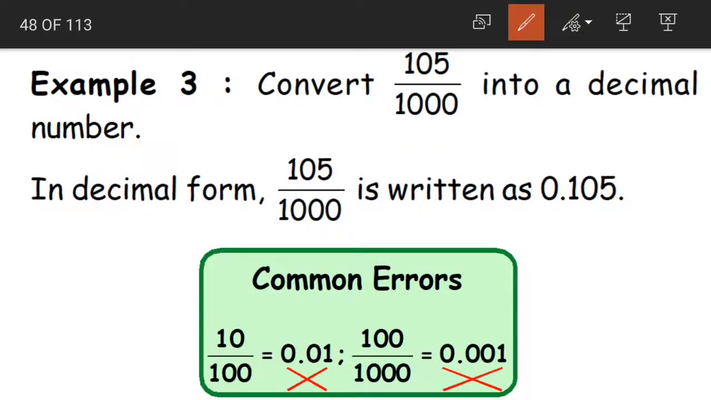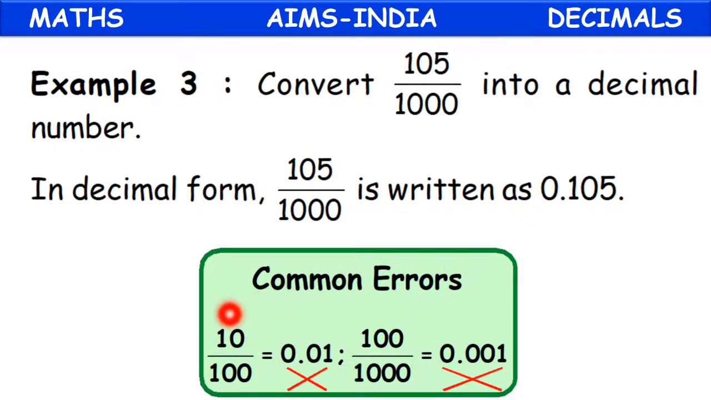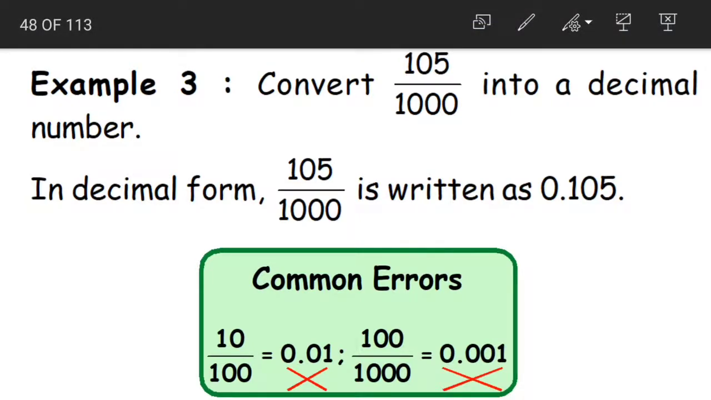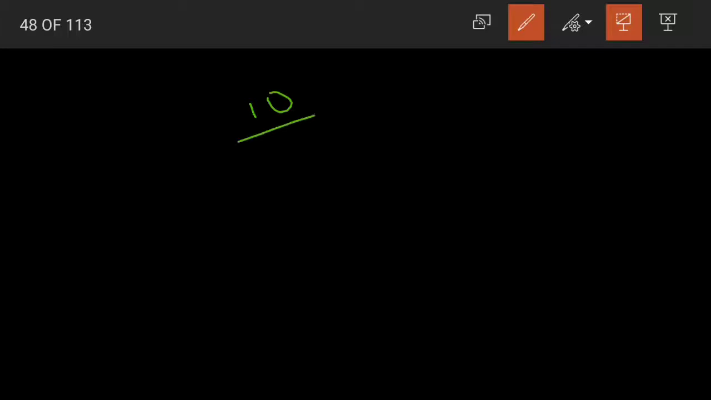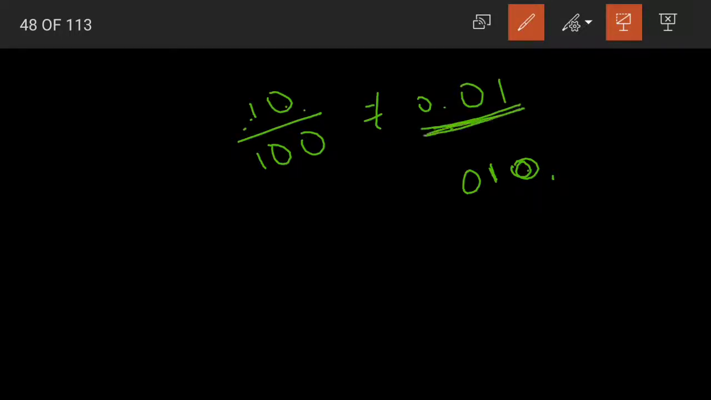And if you look at some common errors here, 10 by 100 is not equal to 0.01, and also 100 by 1000 is not equal to 0.001. See children, 10 by 100 is not equal to 0.01. This 10 has to be written as it is. The 10's value should not change. 0 should be added before that. But you should not write this 10 as 001.